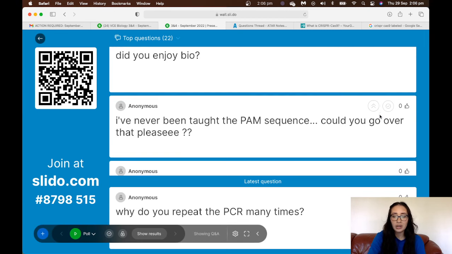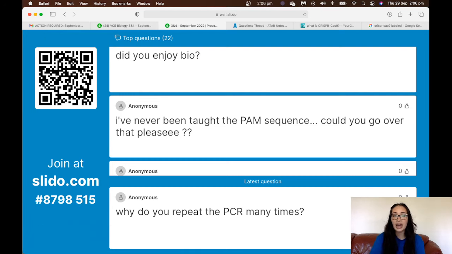Pretty much with the PAM sequence, you just need to know that this is in the gene of interest. It's the site in the gene of interest. So say I've got a dog and I want to genetically modify this dog so that it's really fluffy. We're going to insert a gene in a particular region, next to the fluffy hair gene, right? So we need to make a cut at the fluffy hair gene and insert some genes there. And so the PAM sequence will be next to that fluffy hair gene. So it's kind of like a flag saying, yes, come and cut here.